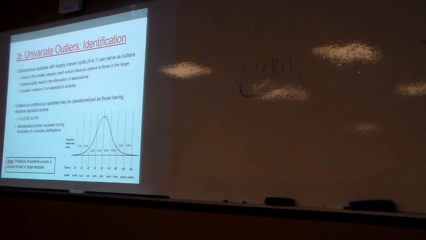So if I do get an extreme value, let's say I get someone who's 4 standard deviations above me in height, I mean, that's going to happen if I get a big enough sample. Why am I not concerned about that?